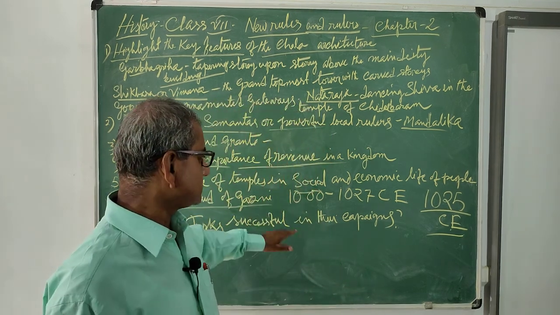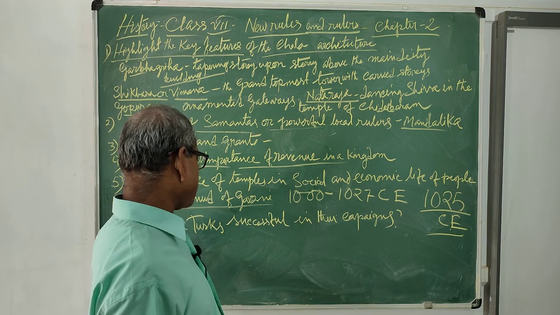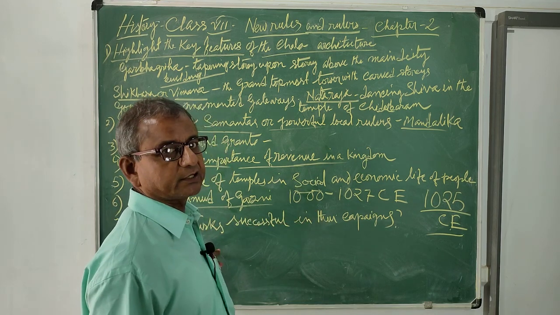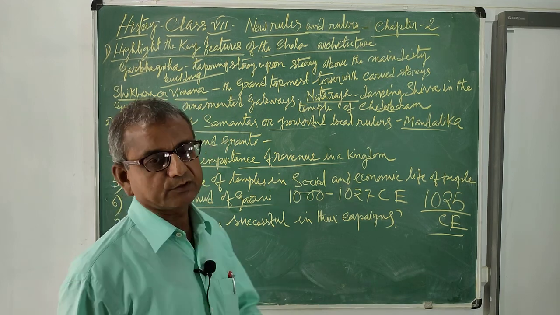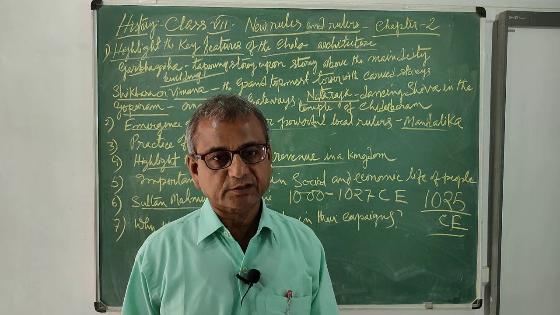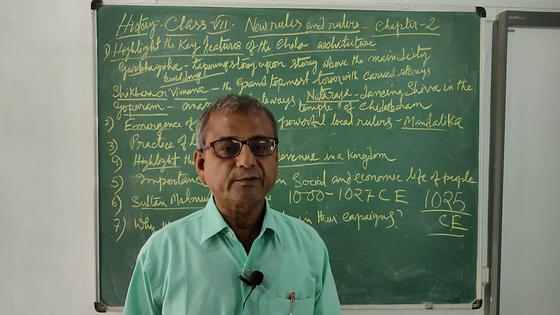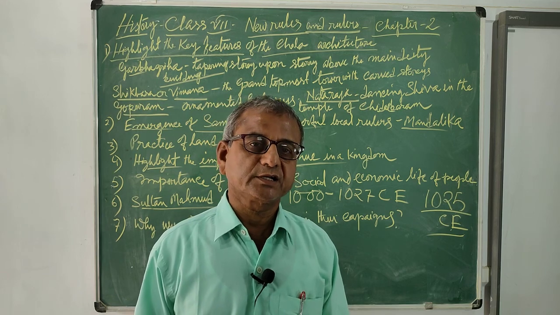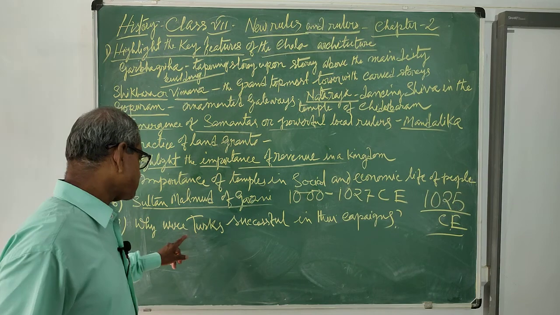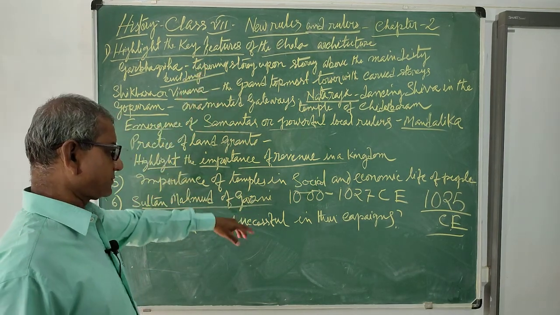Similarly, we can see that the Turks gradually got encouragement. The leader was Muhammad Ghuri. Muhammad Ghuri defeated Prithviraj Chauhan in the second battle of Tarain in 1192. The first battle was held in 1191. So it also helped the Turks to invade India 150 years after.